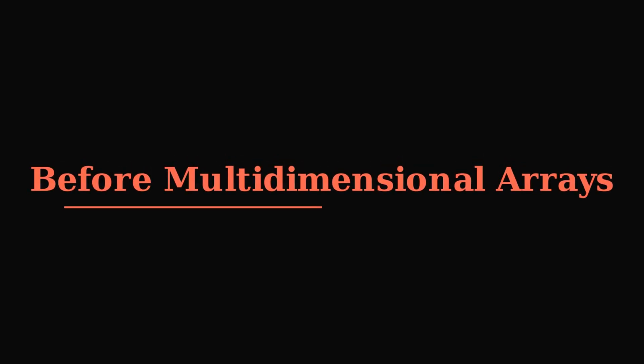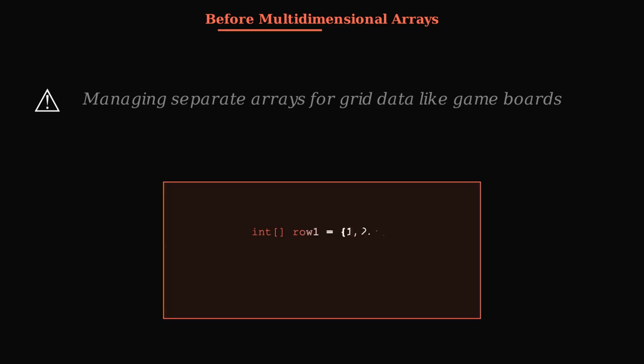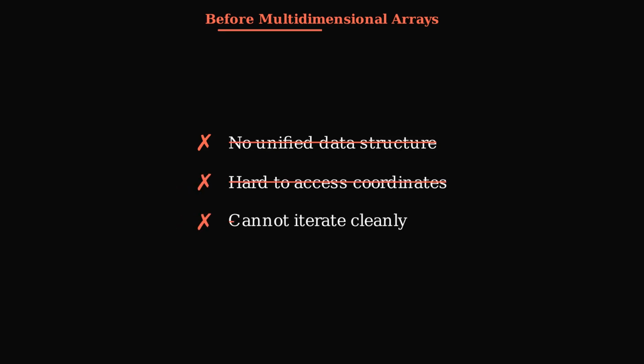So, what happens without multidimensional arrays? Managing separate arrays for grid data like game boards, look at how messy the code gets. No unified data structure, hard to access coordinates, cannot iterate cleanly. There has to be a better way.